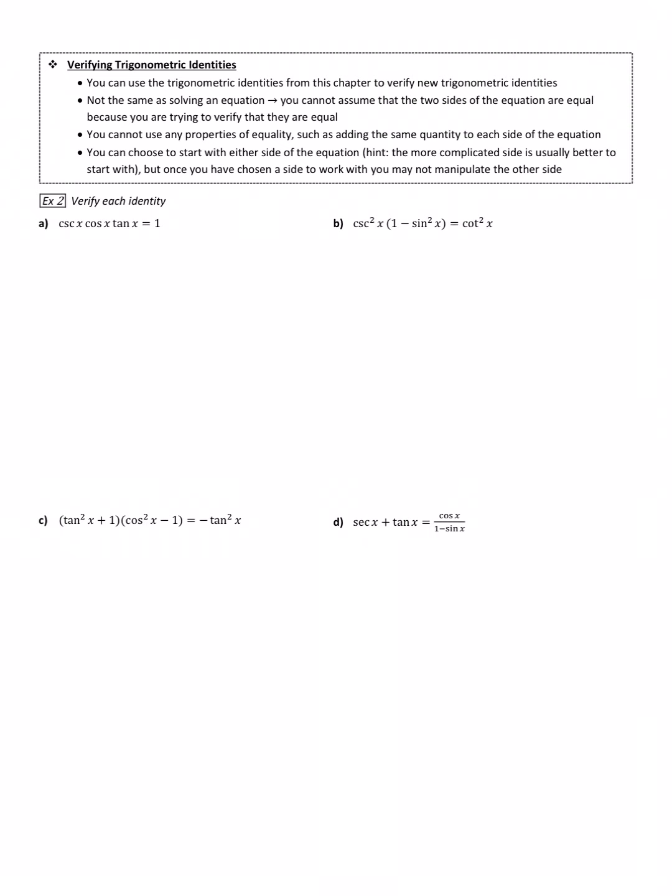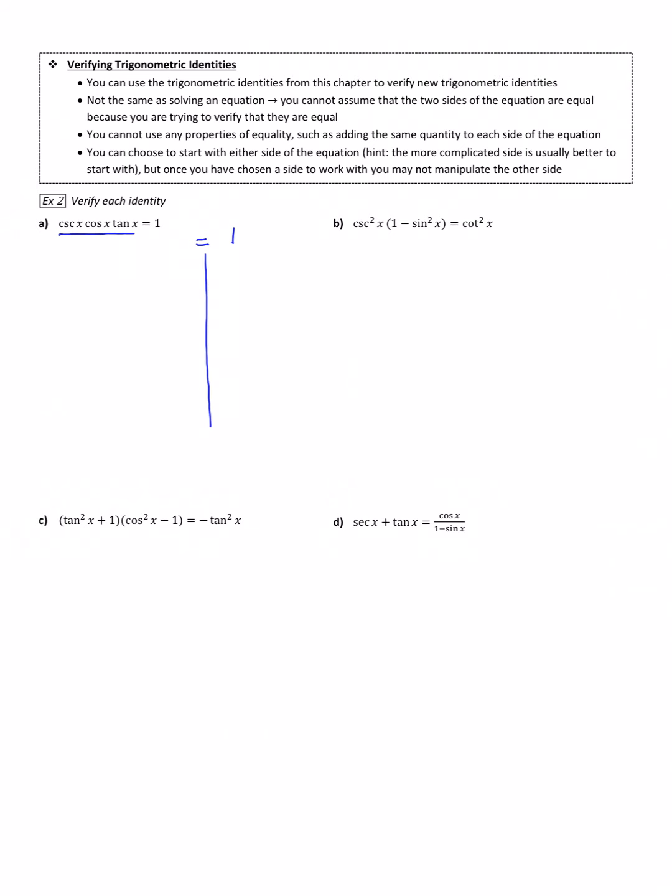So to start off with, I'm going to work on this left-hand side because there's a lot more going on. That means that equals 1 is just going to sit over there. And I'm going to work with cosecant times cosine times tangent until I get 1. I don't ever touch the other side. You're only allowed to work on one side.